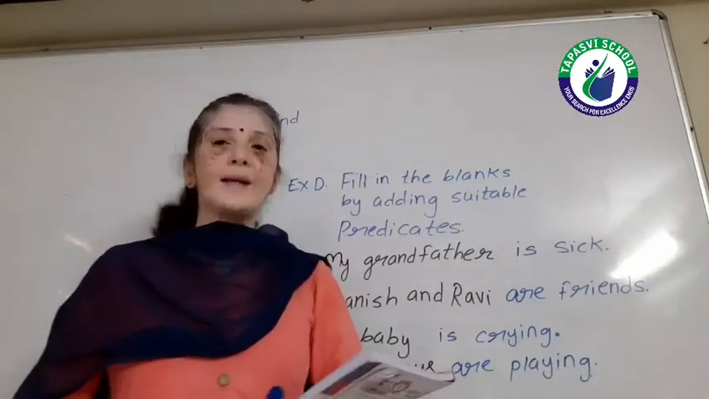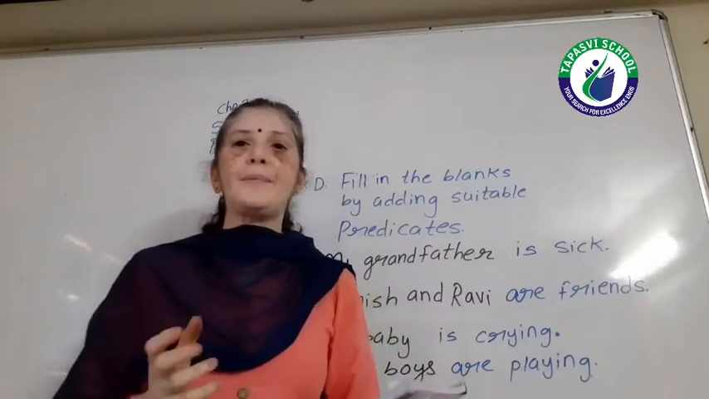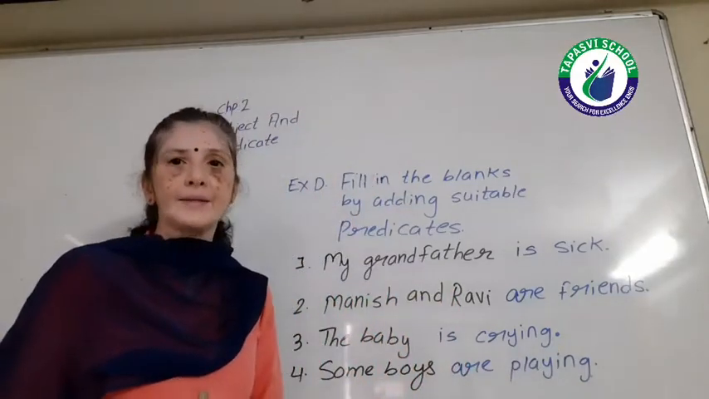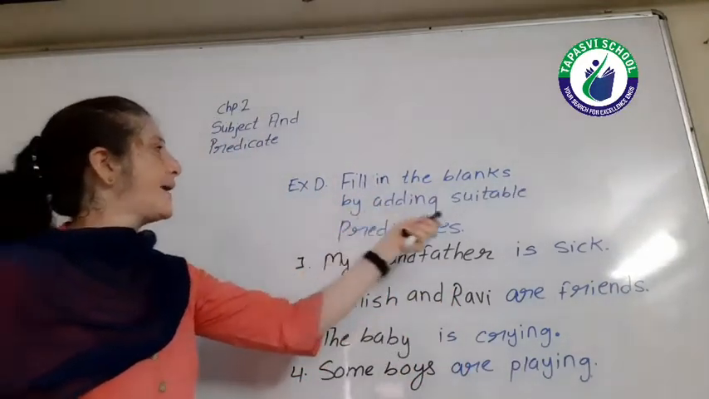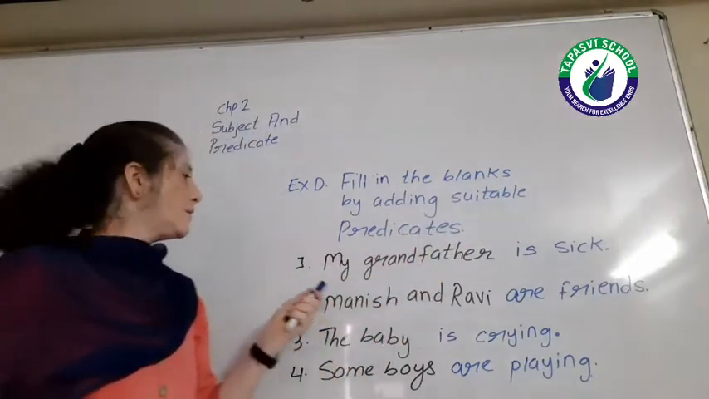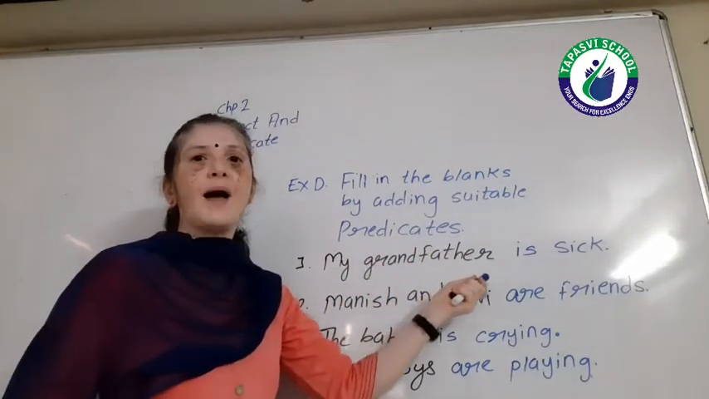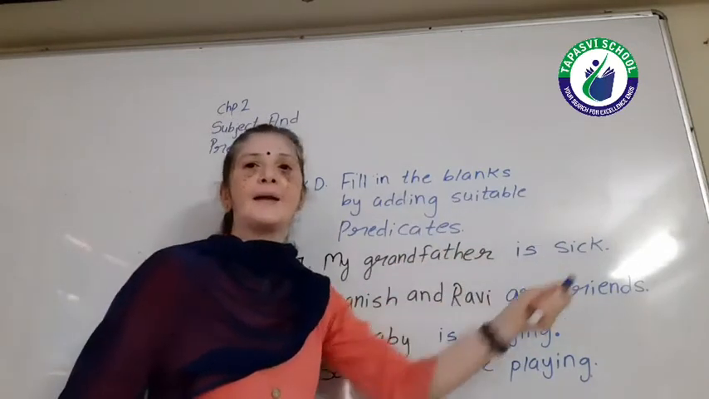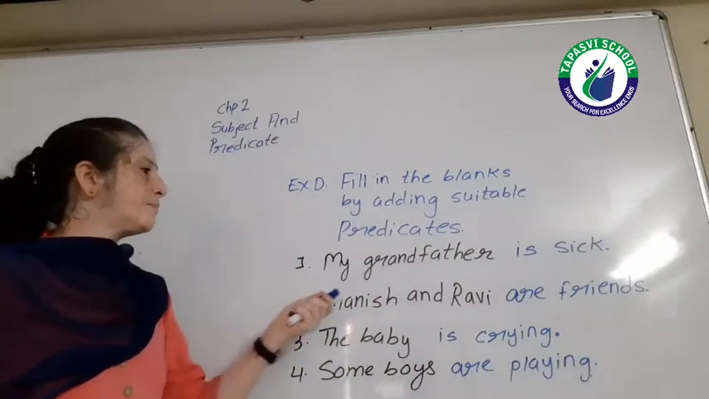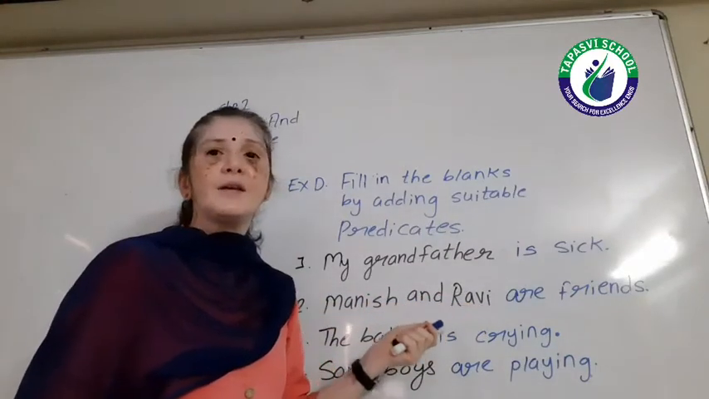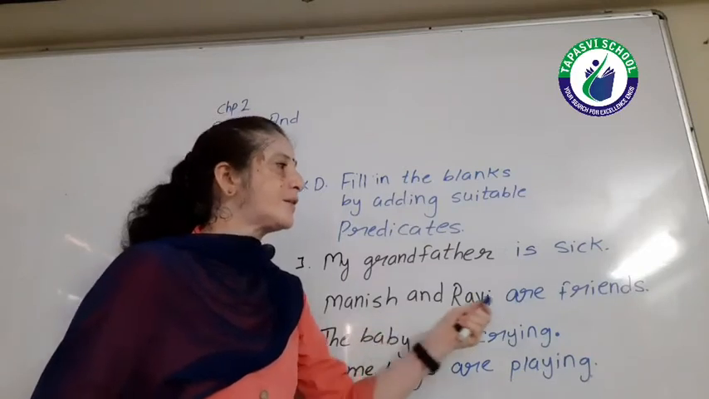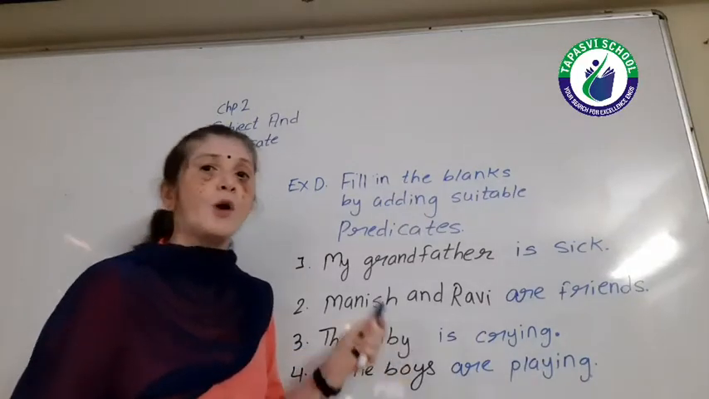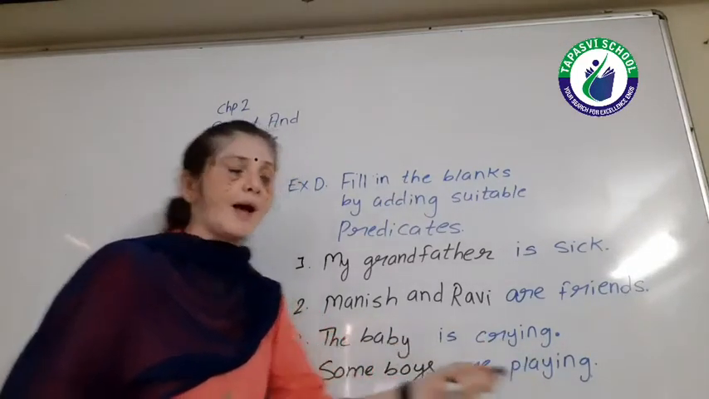Now students, exercise sheet: fill in the blanks with suitable predicates. Here subjects are given and you have to add predicates, right? You have to fill in the blanks by adding suitable predicates. My grandfather. See, my grandfather is the subject. What is said about my grandfather: is sick. That is the predicate. Second one, Manish and Ravi are the subject. What is said about Manish and Ravi: are friends. The baby is the subject. What is said about the baby: is crying.